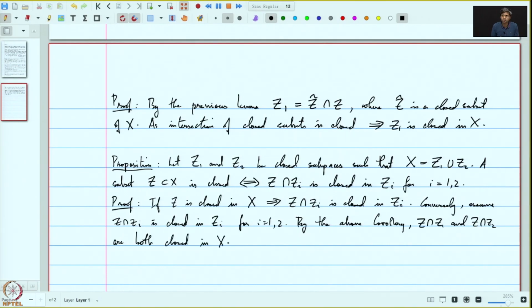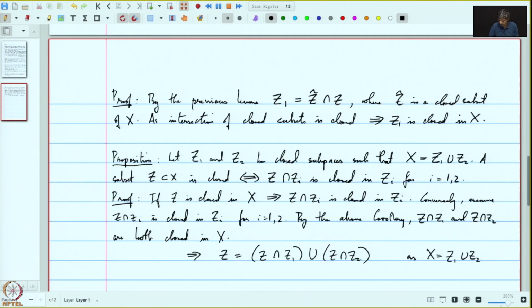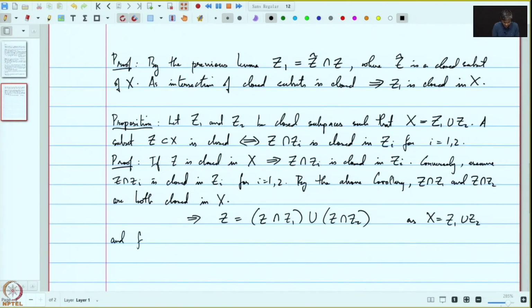And since the finite union of closed subspaces is closed, this implies that Z, which is equal to Z intersection Z1 union Z intersection Z2, as X is equal to Z1 union Z2, and finite unions of closed subspaces are closed. This implies Z is closed.